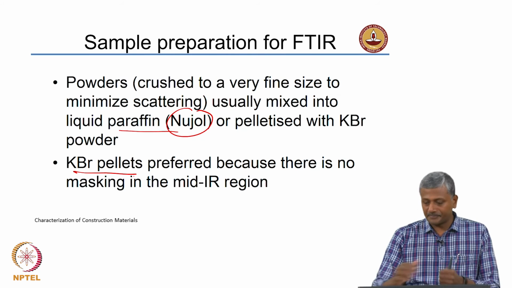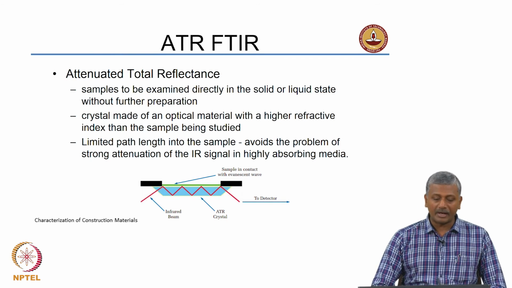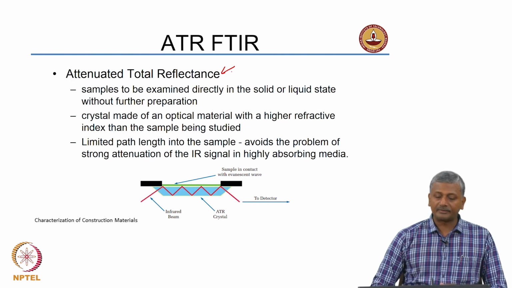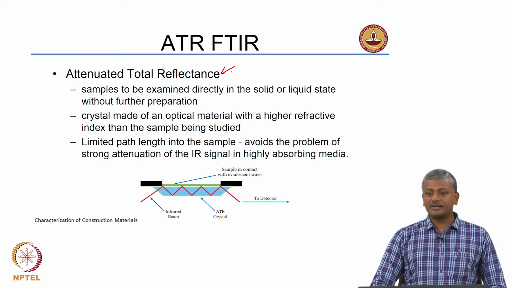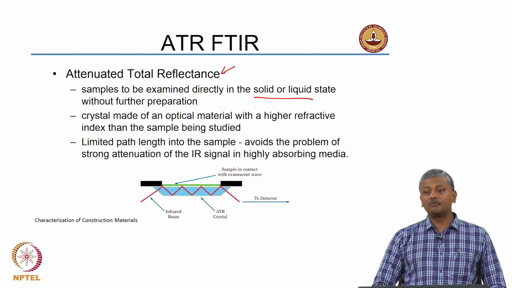There is another type of system available in most modern FTIR spectrometers, that is called ATR, or attenuated total reflectance. So, here the advantage is that you can directly use samples which are either solid or liquid without further preparation.